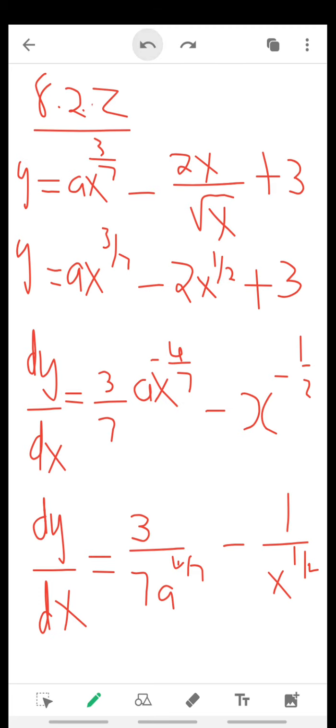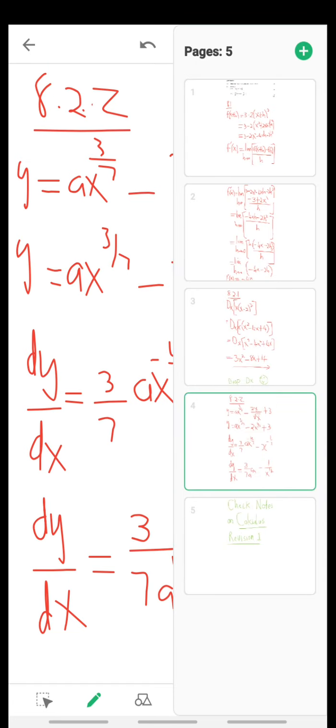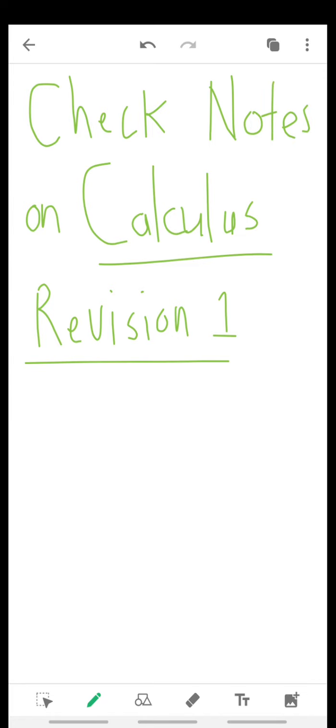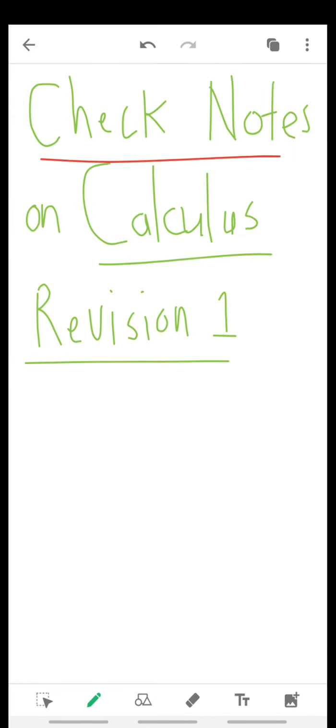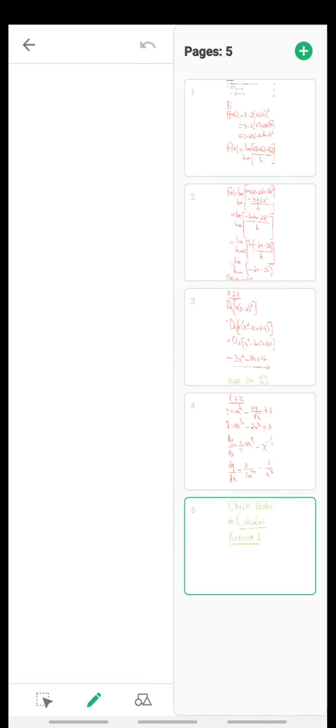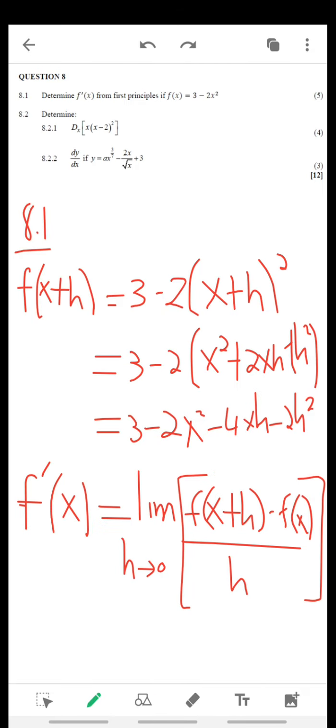Okay, but if you are asked to write your answer in positive exponents, then the answer will be this final step here. All right, I hope you have enjoyed watching this revision, and please, I've emphasized, check notes on calculus revision number 1. That's where I've explained everything in depth, and then you'll be able to master all of this question 8. Okay, good luck.